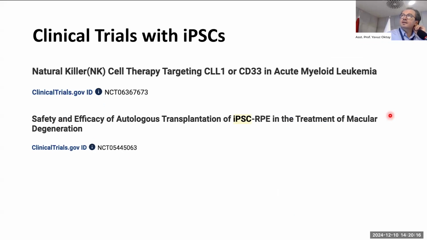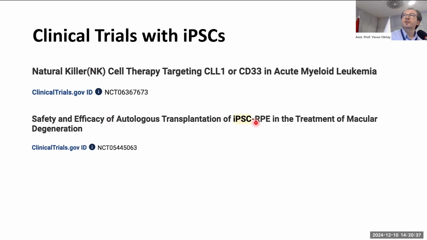Many of these studies, I just picked a few. I selected ones that are not all neurogenetic or neurologic diseases. So it can be used in certain cancer types to generate natural killer cells from iPSCs, autologous cells.